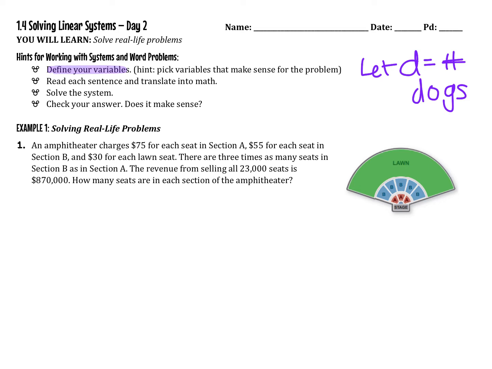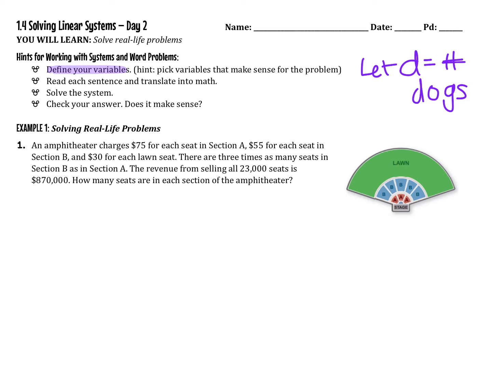So I really like to read through these problems twice. Once to get an idea of what in the world this problem is talking about and what it's asking for. This problem is talking about different types of seats in an amphitheater, and it's asking me for how many of each type. When I go through the second time and read, that's where I'm really going to be writing my equations. So looking back, it talked about 3 types of seats. Seats in section A, seats in section B, and lawn seats.